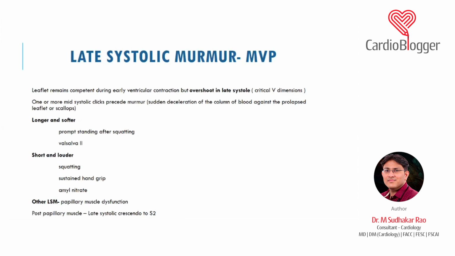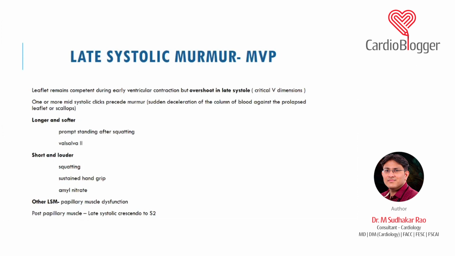However, anything where the LV cavity size increases, like amyl nitrate or squatting or hand grip, in all these cases the LV cavity size is increasing, so the prolapse happens later, and that is why the click goes away from the first heart sound, and that is why you get a shorter murmur and a low intensity murmur. So this is the typical thing about MVP.